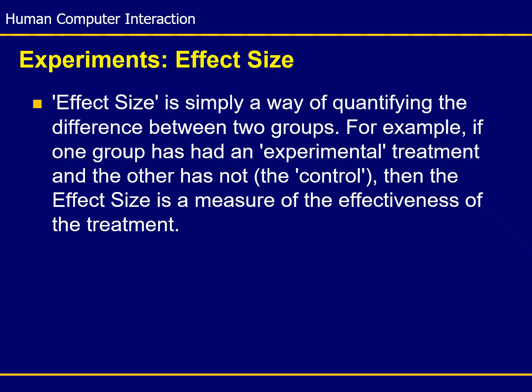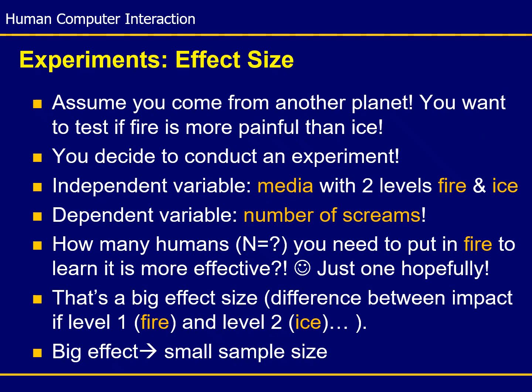So let me read this. It says effect size is simply a way of quantifying the difference between two groups. For example, if one group had an experimental treatment and the other has not, the control, then the effect size is a measure of the effectiveness of the treatment. This is another way to state what the effect size is. And here is my entertaining example.